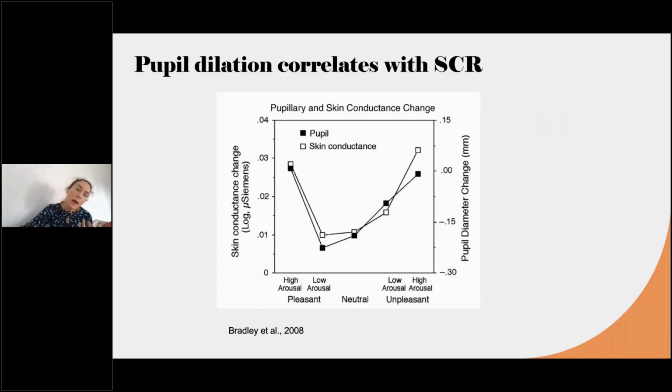And you can also see that because it correlates very highly with skin conductance changes. Skin conductance in humans is typically measured by electrodes on the fingertips, and it basically measures how much people are sweating. And you can see that in response to high arousal pleasant or high arousal unpleasant images, the pupil size dilates and skin conductance increases. So you can see this really nice U-shaped pattern here. Please note there is no effect of valence here.